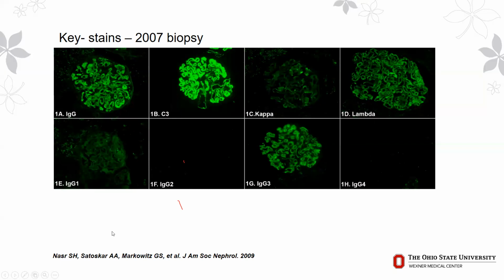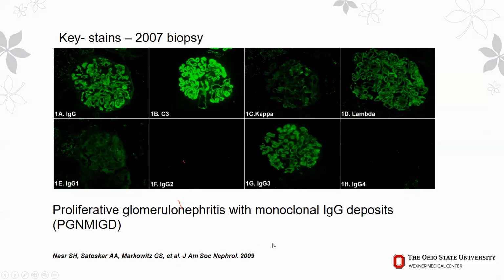So now we had this paper. There was some literature on PGNMID, and this immunofluorescence phenotype actually matched that. So this time on this biopsy number 3, our most likely diagnosis was PGNMID, or proliferative glomerulonephritis with monoclonal IgG deposits.